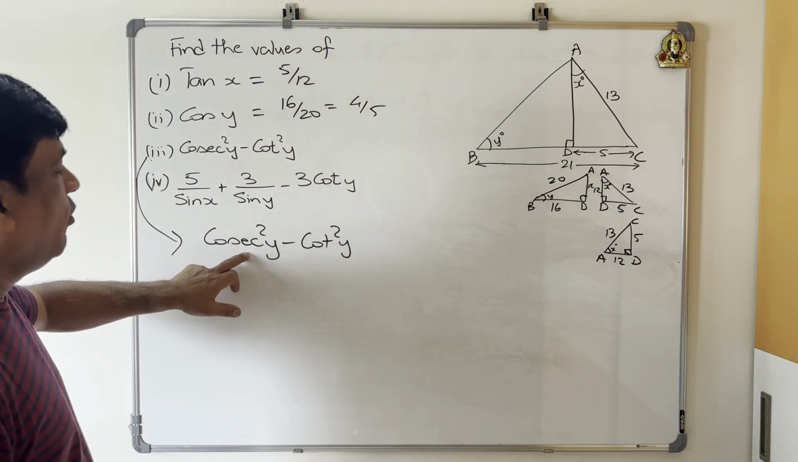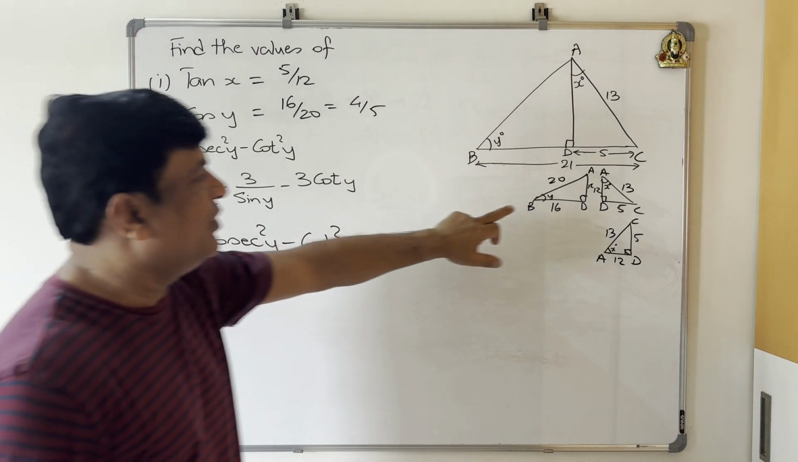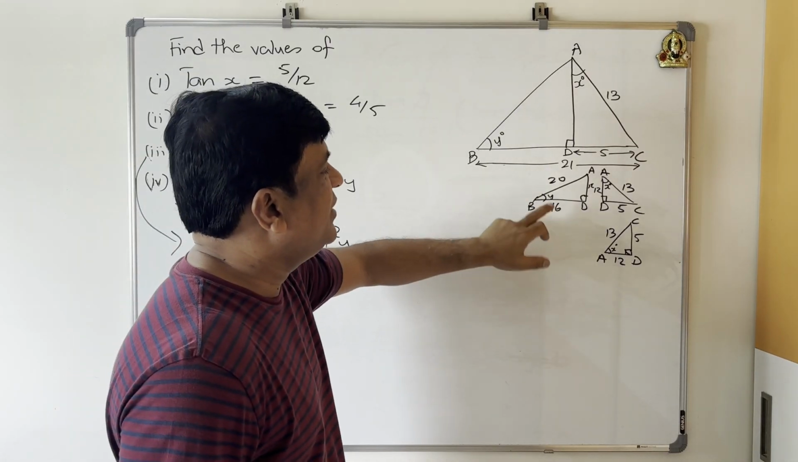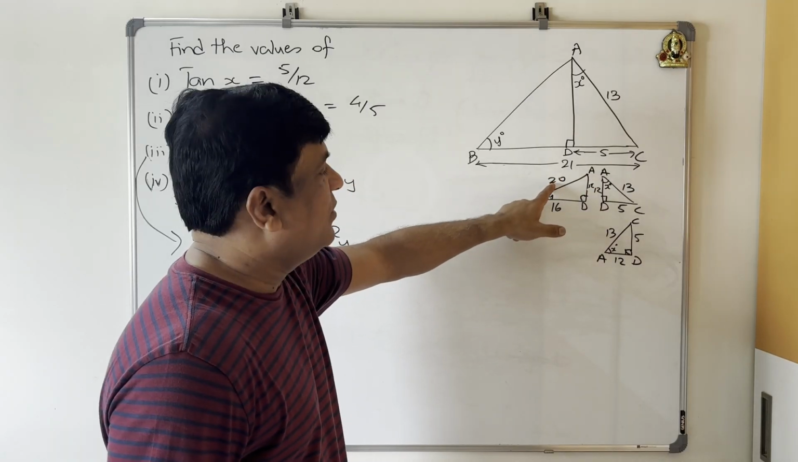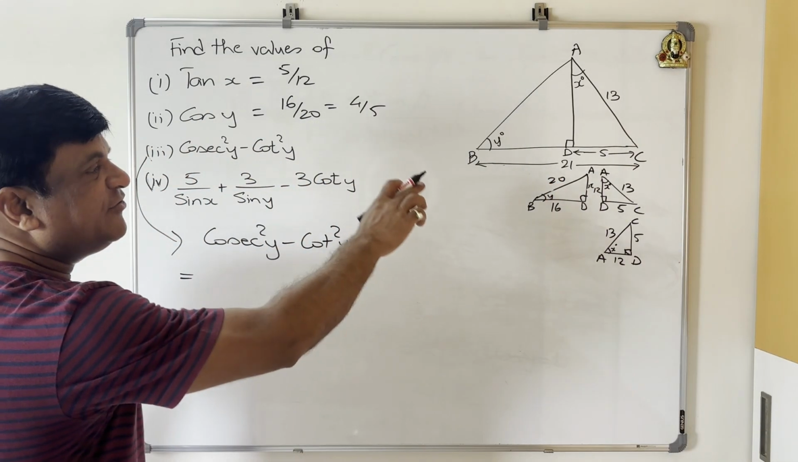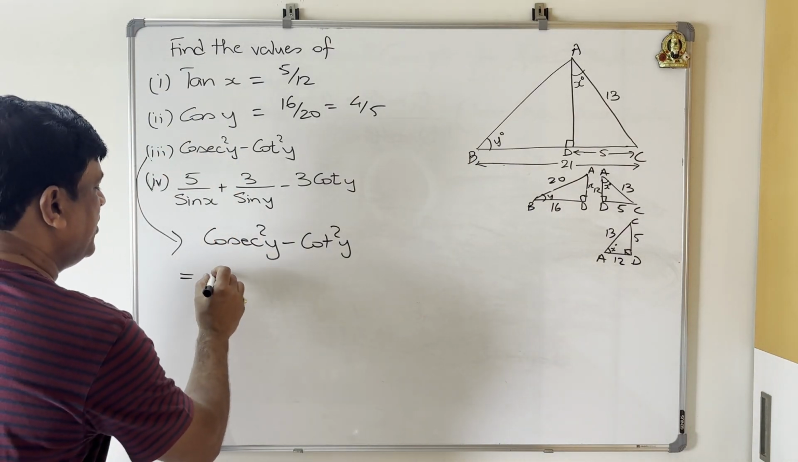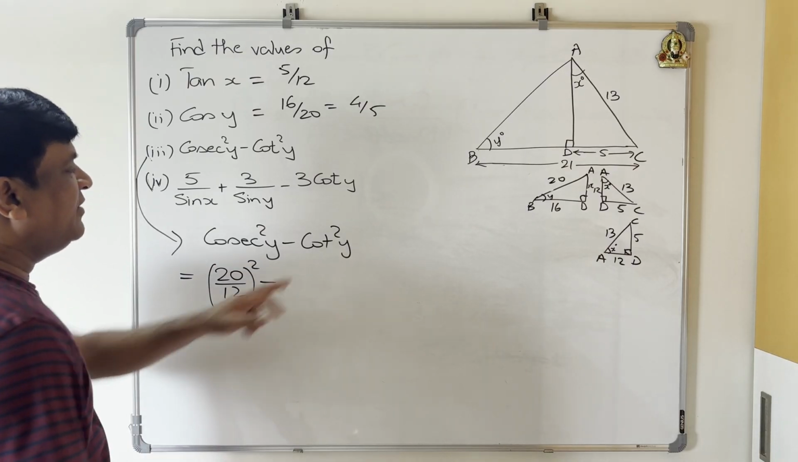Cosec square is always inverse of sine square, and they are dealing with the angle y. So we have to look at the first triangle. So what is sine y? What is sine y over here? Perpendicular is 12 and your hypotenuse is 20. So it is 12 by 20, but since this is cosec, it will become inverse. So this will become 20 by 12 whole square minus what is cot?